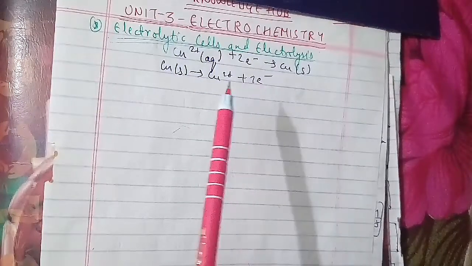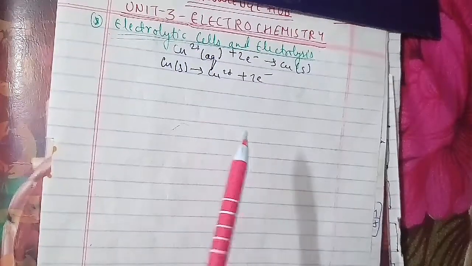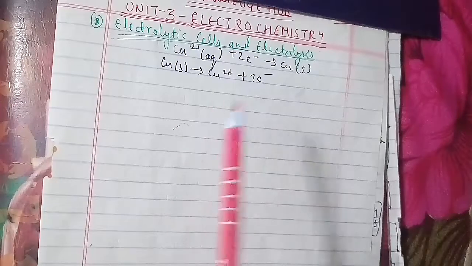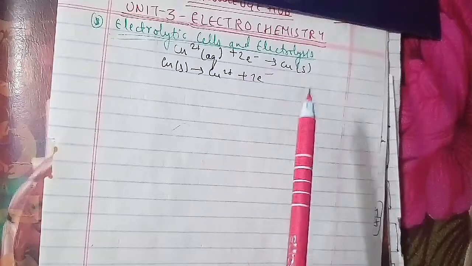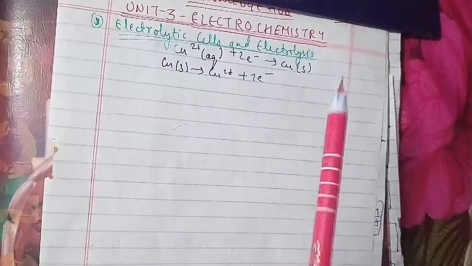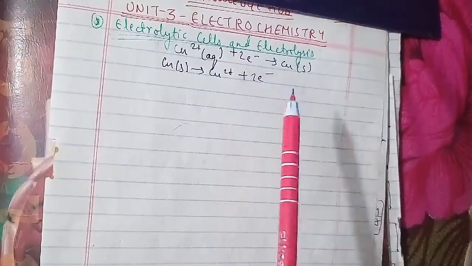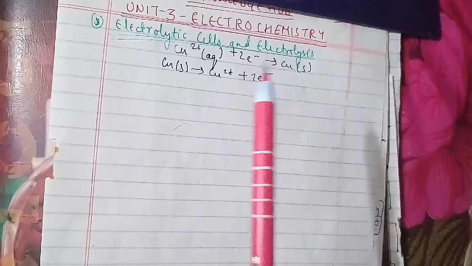This is the basis for an industrial process in which impure copper is converted into copper of high purity. The impure copper is made an anode that dissolves on passing current, and pure copper is deposited at the cathode.